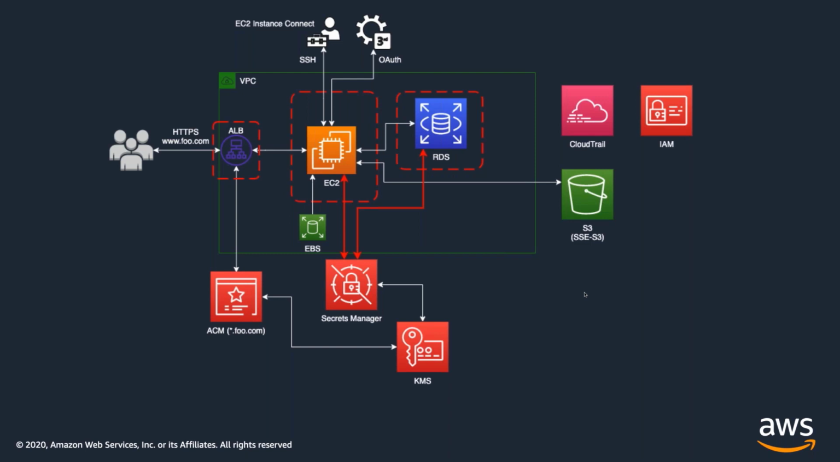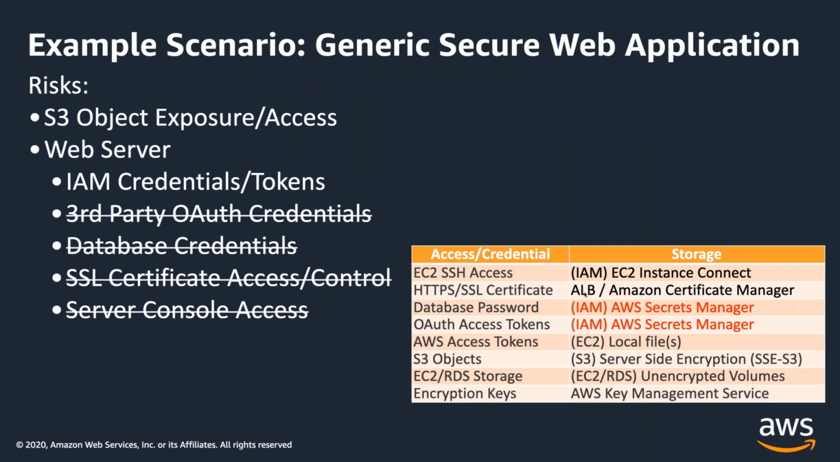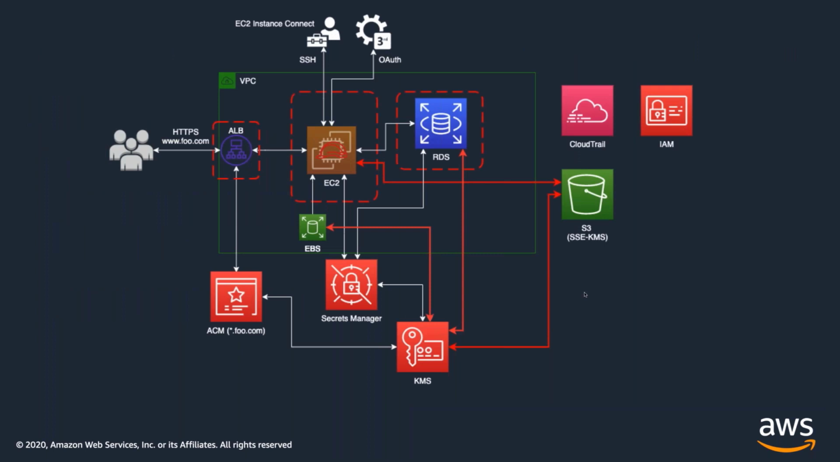So you'll also see on the right side there, earlier we brought in IAM because identity has now become a crucial part of our architecture here. So if we go back to our risks in our table, we've moved our database passwords and our OAuth tokens to Secrets Manager, we're using identity now. Same thing as SSH access, we're using identity now to control access to all of those things. All right, so the next step here we're going to talk about is we've got our S3 objects.